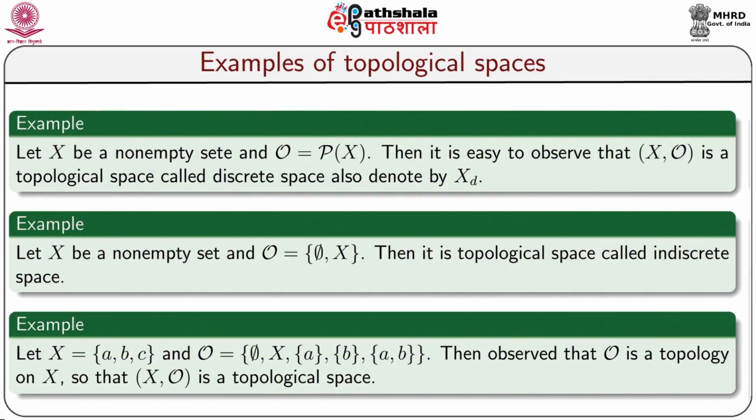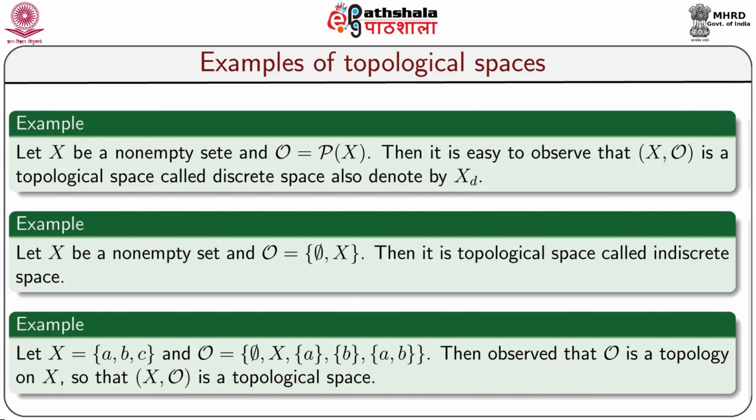Let us give some other examples. Let X be a non-empty set and script O be the power set of X. Then it is easy to observe that (X, O) is a topological space. It is called the discrete topological space. In mathematical situations, the discrete topological space is extremely important.